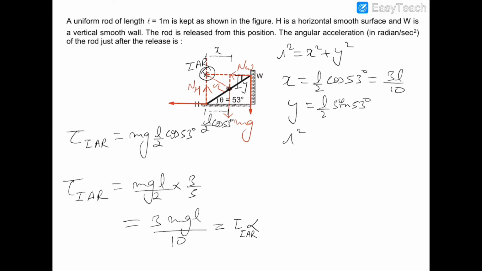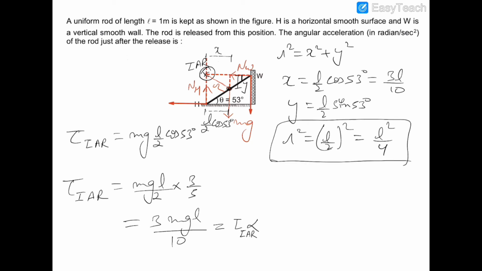So r square is equal to L by 2 whole square, and therefore r square is equal to L square by 4. You can see that, because sin square 53 plus cos square 53 would be 1. In fact, yes, r square will be equal to L square by 4. You can substitute the value and you can see.